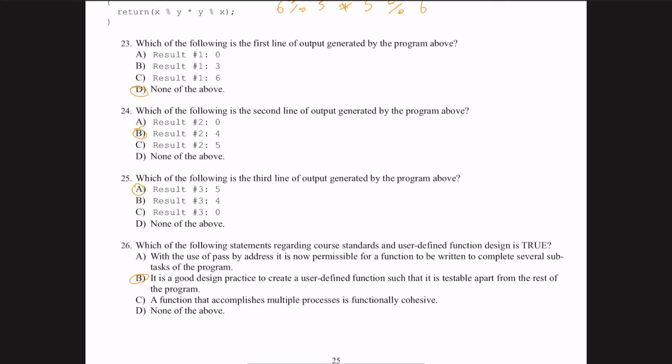C, a function that accomplishes multiple processes is functionally cohesive. This is false. Similar to A, we're saying that every function is doing its purpose properly when it completes one task fully, but only one task and no more. So one and only one task you have to remember with a function. So our answer is B.